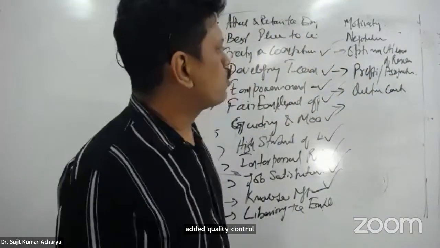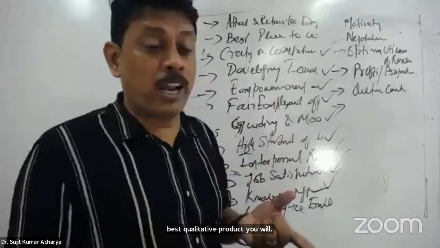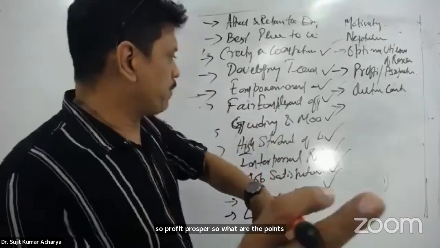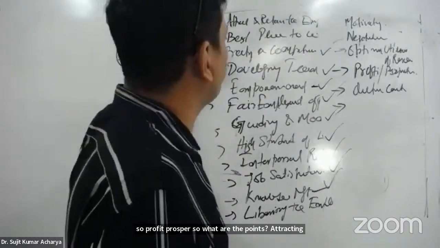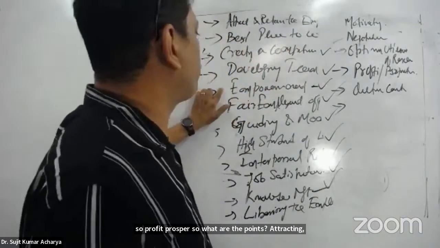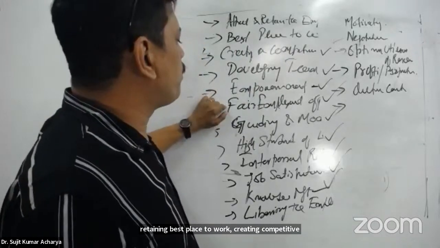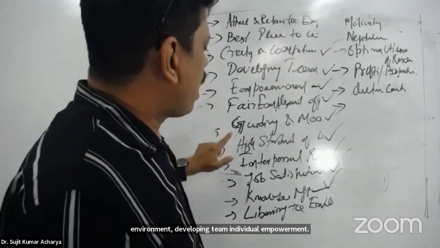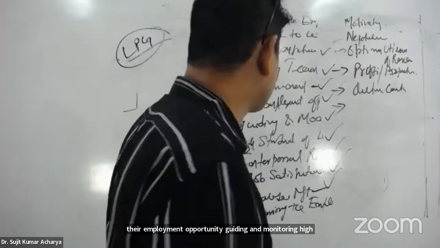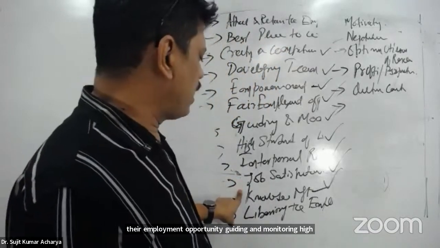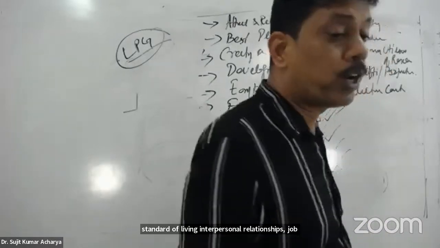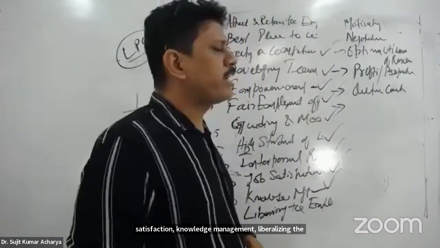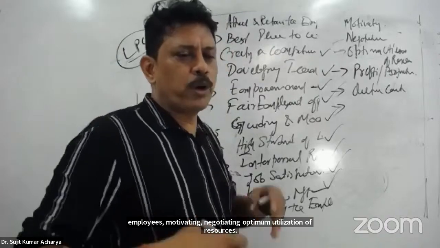So profit, prosper. So what are the points? Attracting, retaining, best place to work, creating competitive environment, developing team, individual empowerment, fair employment opportunity, guiding and monitoring, high standard of living, interpersonal relationship, job satisfaction, knowledge management, liberalizing the employees, motivating, negotiating, optimum utilization of resources. Profit, maximizing and prosperity is there.